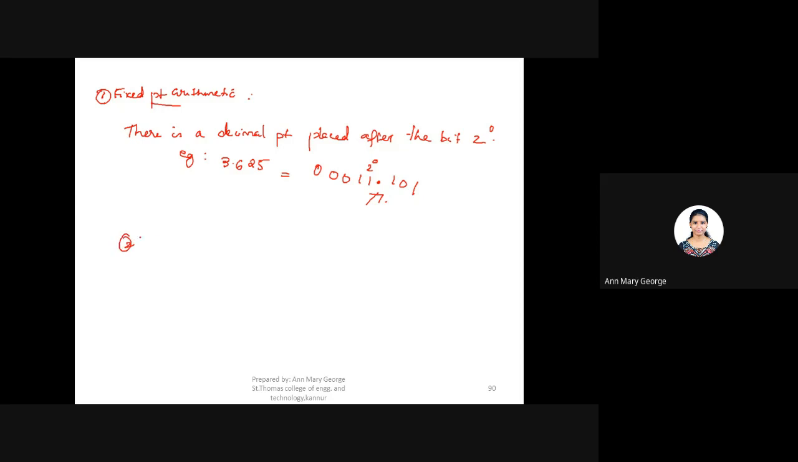Now the second type is floating point arithmetic. A decimal number a can be represented as a equal to plus or minus m times 2 raised to e, where m is the mantissa.